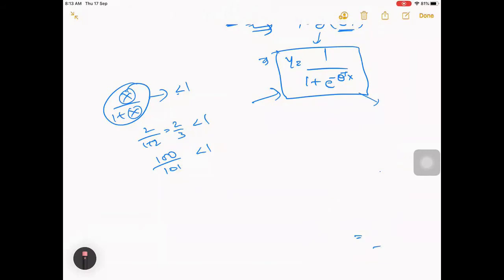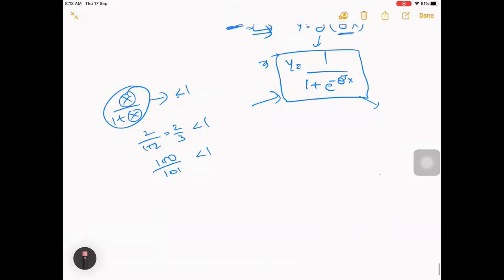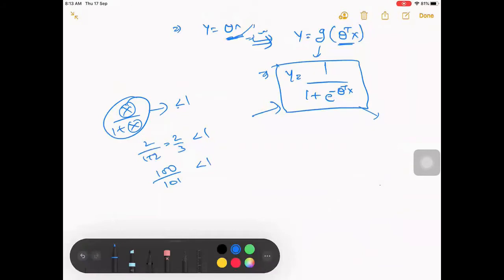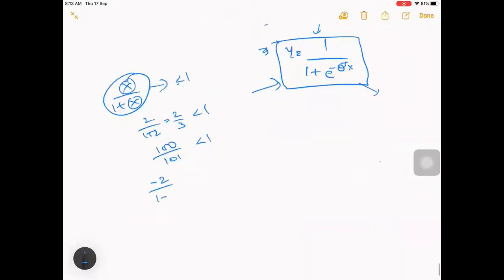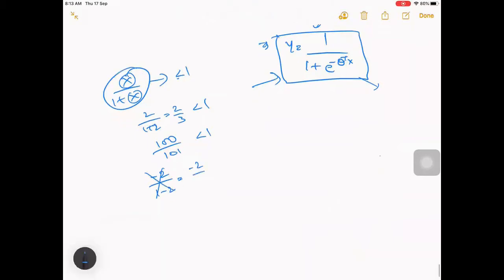Even if you take negative values, like minus 2 by something, I assumed it would be less than 1, but actually it won't be less than 0 here. No, it is even greater than 1. So that's why I also assumed one thing: our x value should be a positive number. Then this thing works.